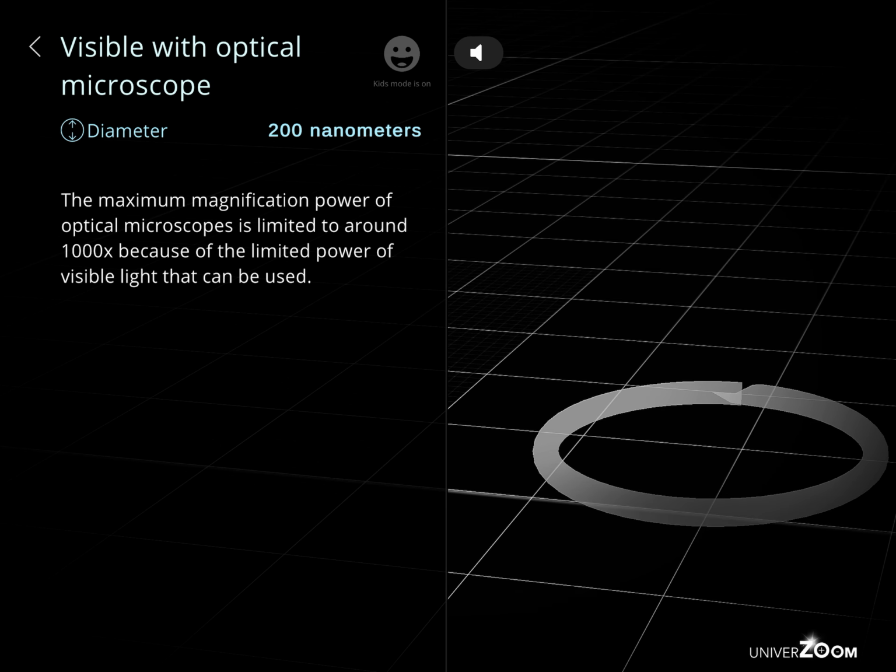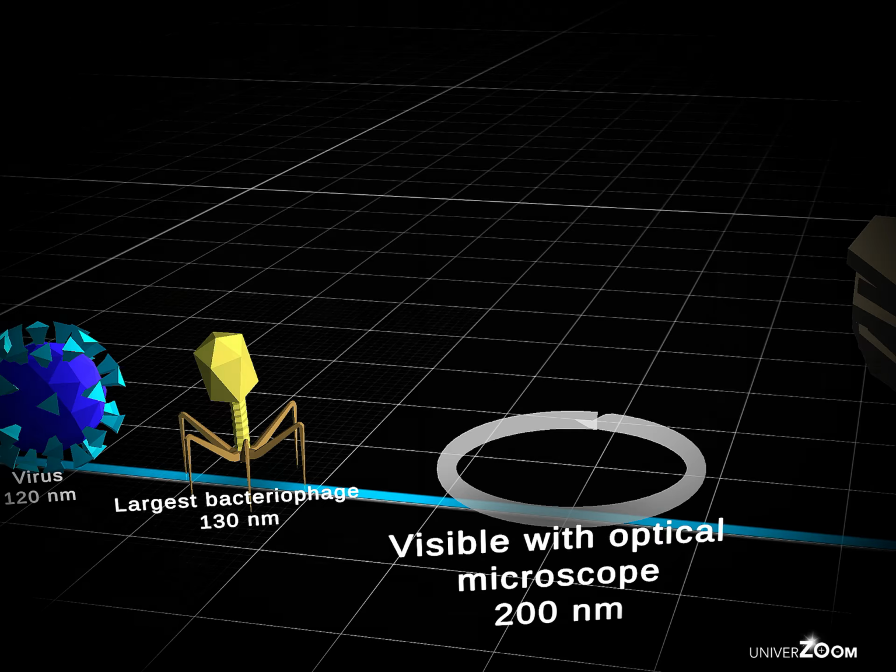Visible with optical microscope. Diameter 200 nanometers. The maximum magnification power of optical microscopes is limited to around 1000 times because of the limited power of visible light that can be used.